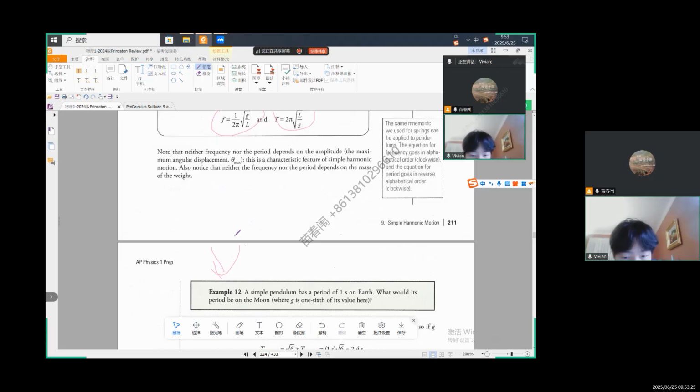A simple pendulum has a period of 1 second on Earth and a period on the Moon, where g is 1/6 of its value on Earth. Frequency is 1/2π root g over L.